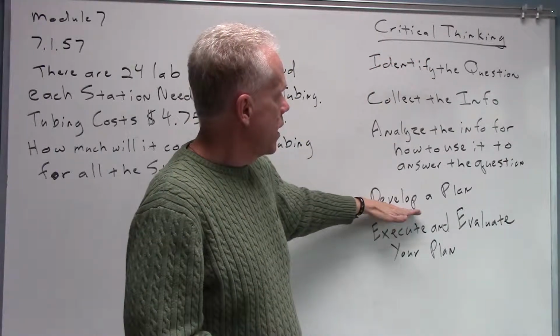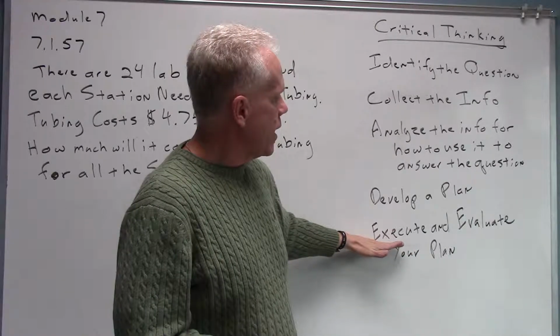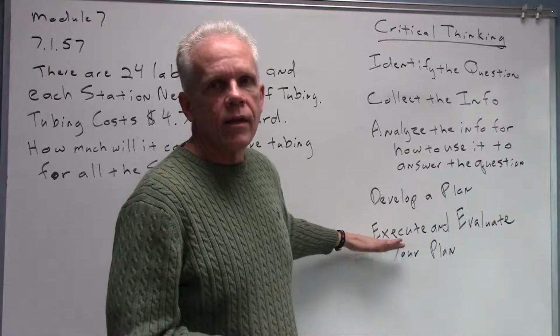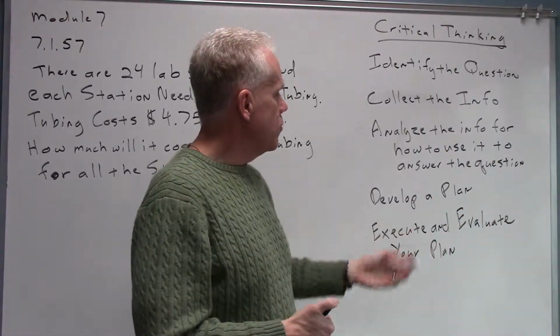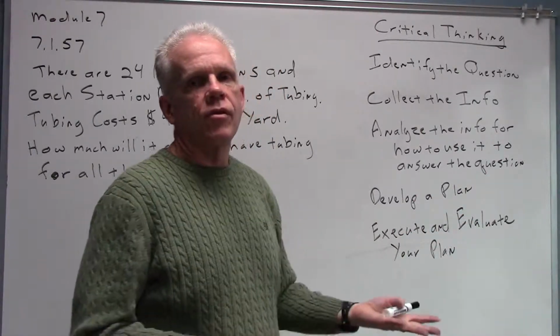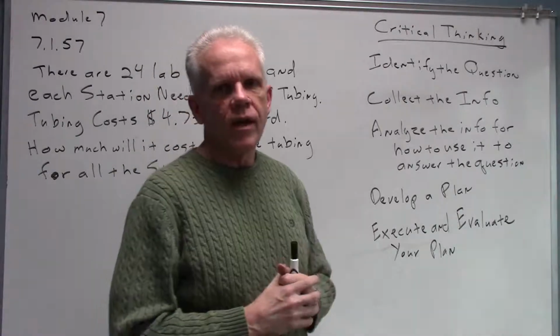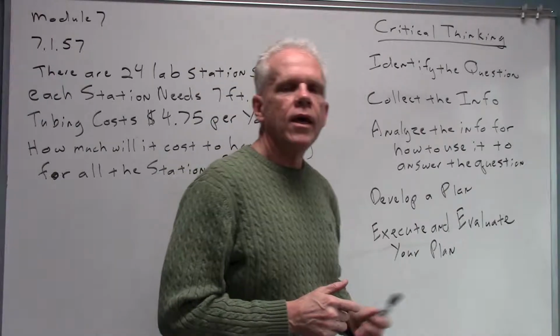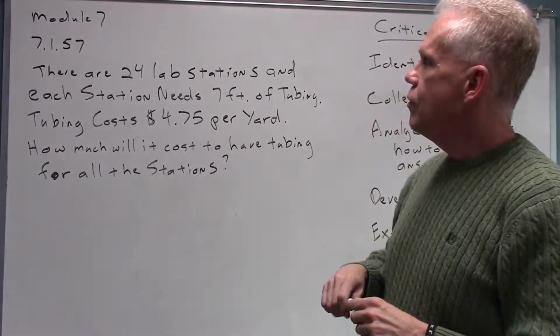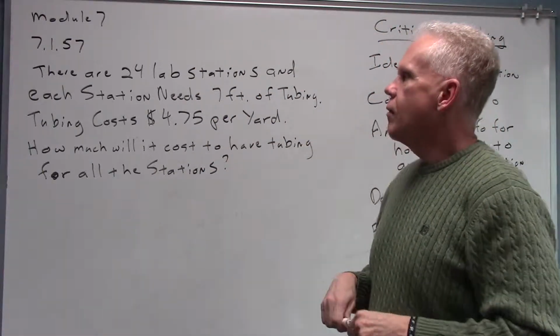So we'll develop a plan, and then we'll actually work out the plan. We'll execute the plan. That's simply working out the plan, doing the math in this case, and we'll evaluate the plan to see if our answer seems to be reasonable, makes sense. Now let's take this critical thinking format that we're using, and let's see if we can apply it to this problem that we've got right here.